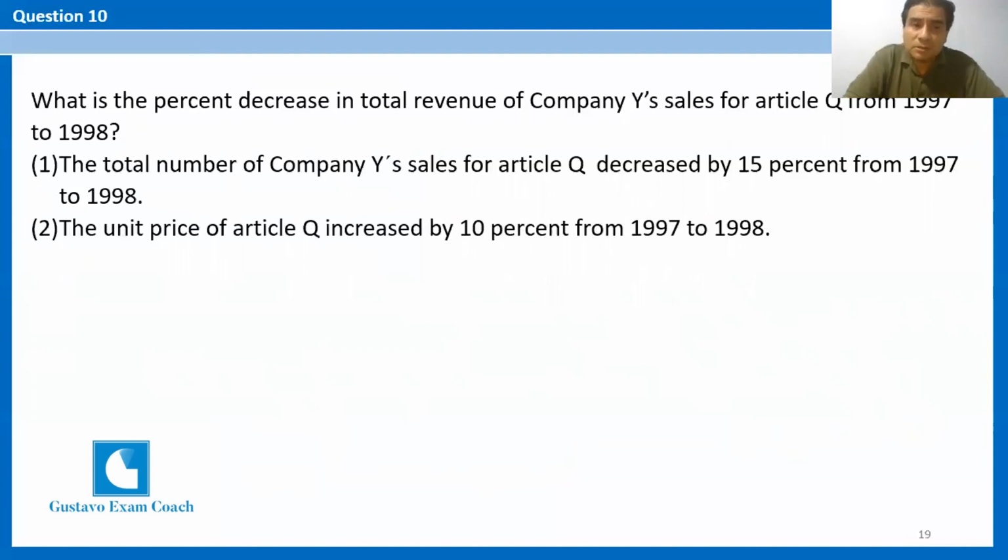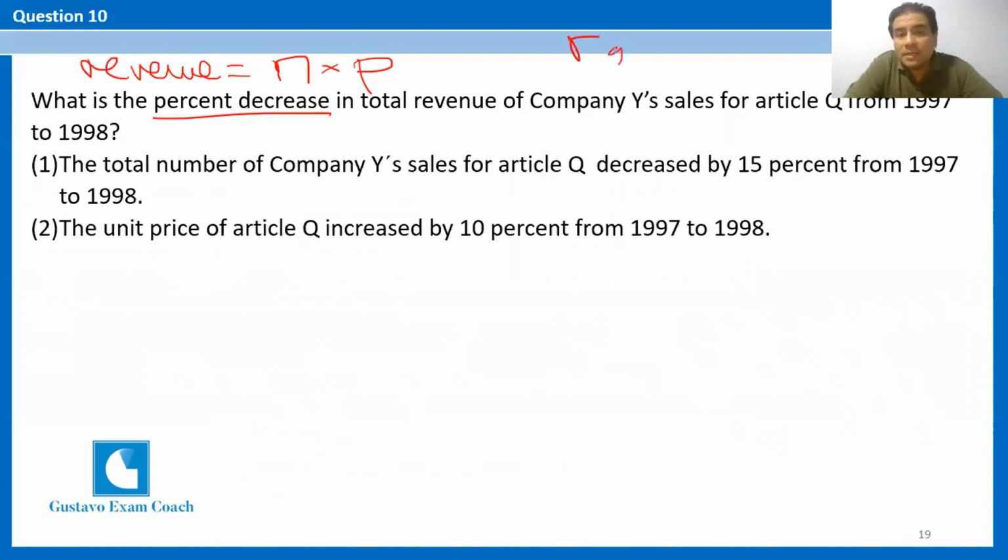Now, this is interesting because how do we estimate the revenue? The revenue would be the number of sales, let's say the number of article Q sold, multiplied by the unit price of this article, right? That's the revenue. And they're asking me to estimate the percent decrease. So that is the revenue of 97 minus the revenue of 98, or vice versa, because it's a decrease, divided by the revenue of 97 times 100. That would be the difference divided by the original times 100, right?